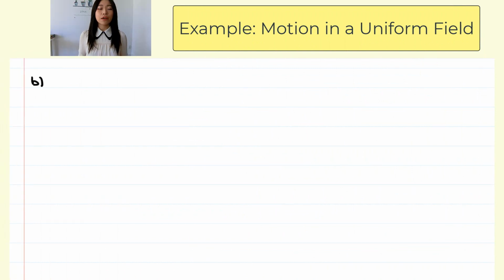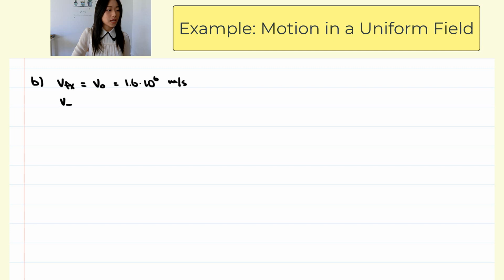And in part B, we want to find the speed of the electron when it hits the upper plate. When it hits the upper plate, it has the x component and the y component. So we have to find both. For the x component, the final speed: since there's no acceleration in the x direction, the final speed equals the initial speed, which is v0. That is 1.6 times 10 to the power of 6 meters per second.